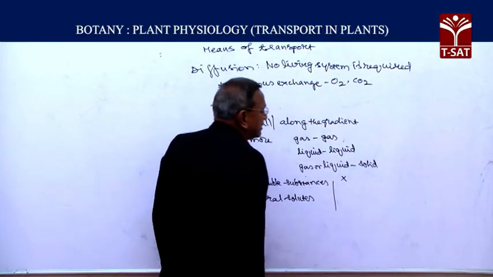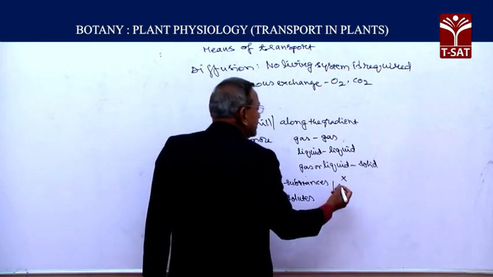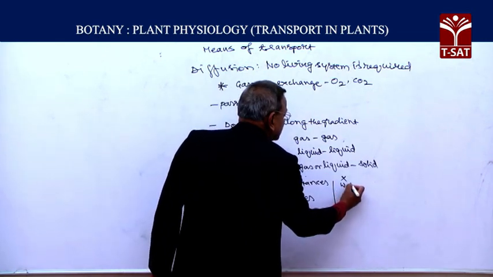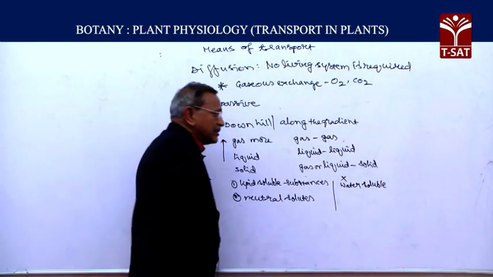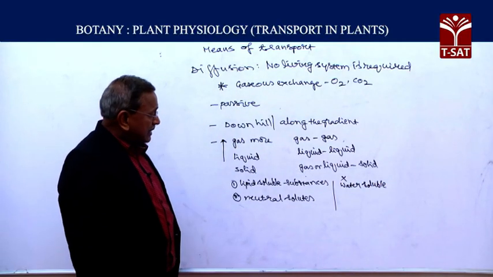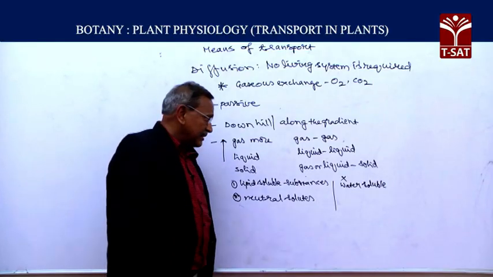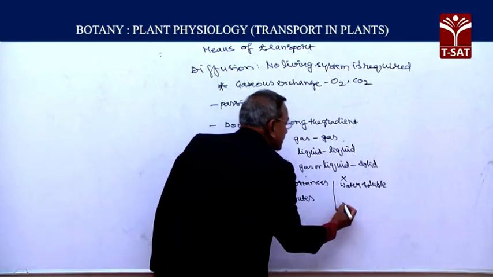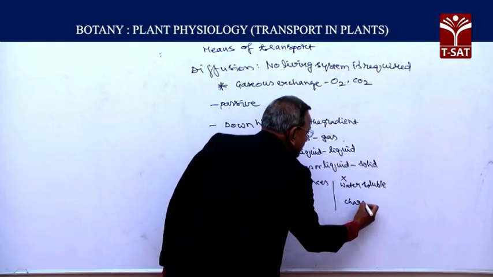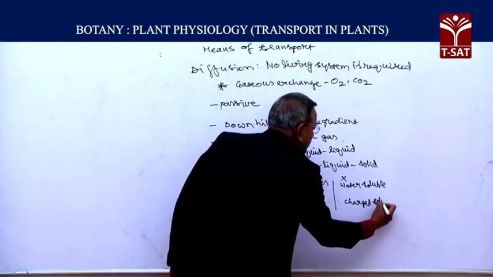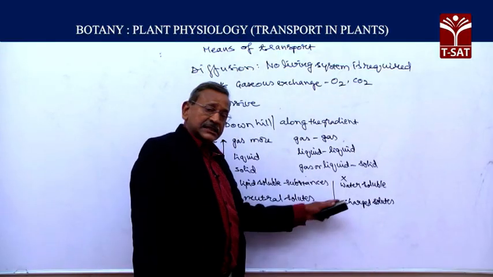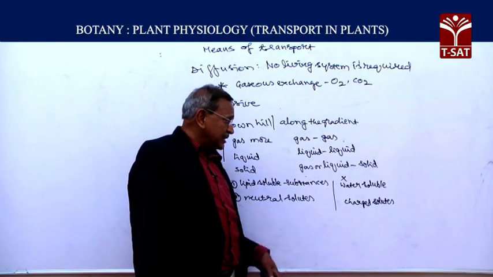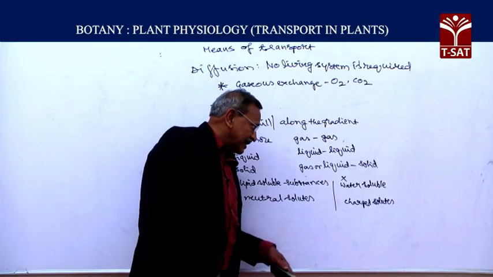And what cannot diffuse through the membrane? What is water soluble? Any solute that is soluble in water cannot diffuse through the membrane. Similarly, charged solutes or solutes in anion or cationic state cannot diffuse through the plasma membrane.